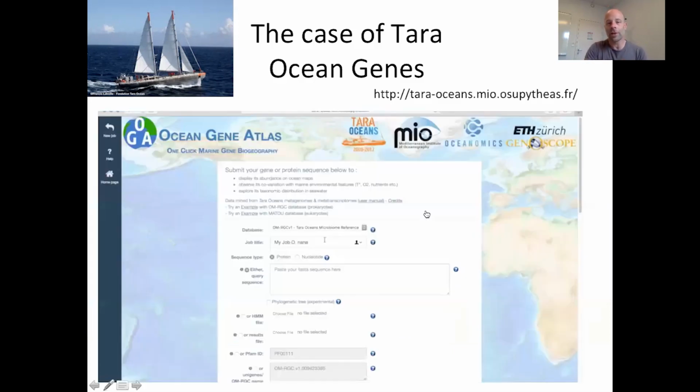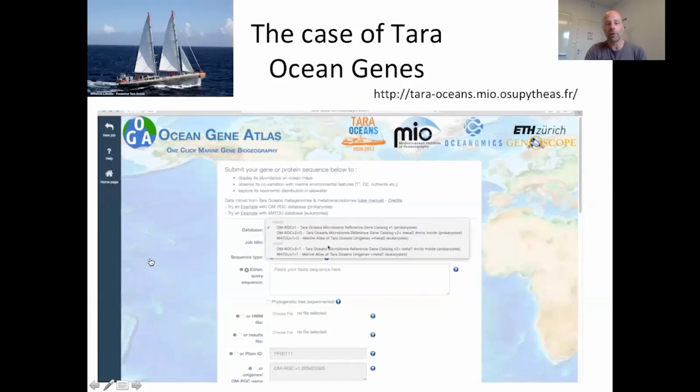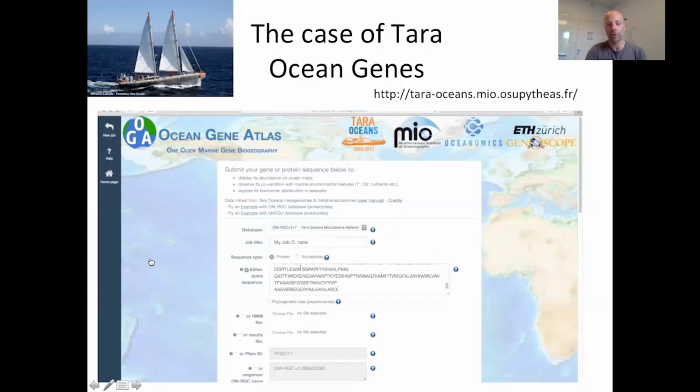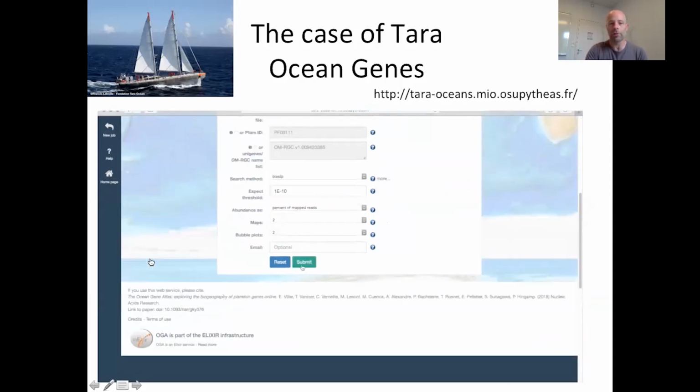And what they have done here, the people in charge of this data were able to assemble genes from the meta-transcriptomic data and to propose this server, for which you have the address here, where you can query some sequences. So this is a small movie with an example of the query you can do.